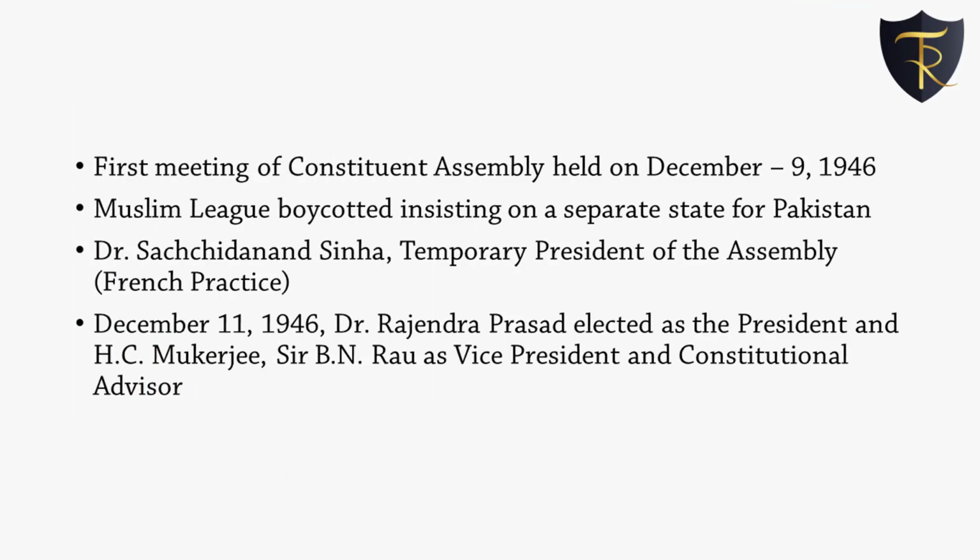The working of the Constituent Assembly. The first meeting after the election was held on December 9, 1946. The Muslim League boycotted it as they insisted on a separate state of Pakistan. So the total strength was only 211 members. Dr. Sachidananda Sinha was elected as the temporary president of the Assembly. The process followed the French practice, where the oldest person was nominated for the top post.